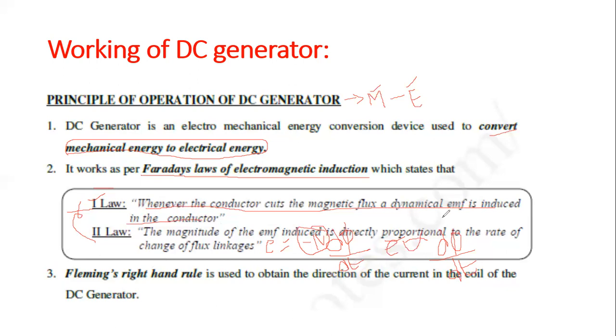The EMF direction is defined by Fleming's right hand rule. The direction of the induced EMF is given by Fleming's right hand rule. In this case, the type of induced EMF is the dynamically induced EMF.